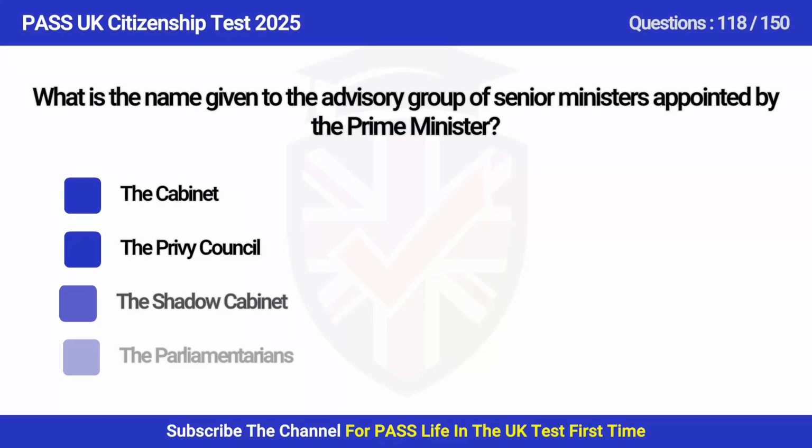Question 118. What is the name given to the advisory group of senior ministers appointed by the Prime Minister? A. The Cabinet. B. The Privy Council. C. The Shadow Cabinet. D. The Parliamentarians.